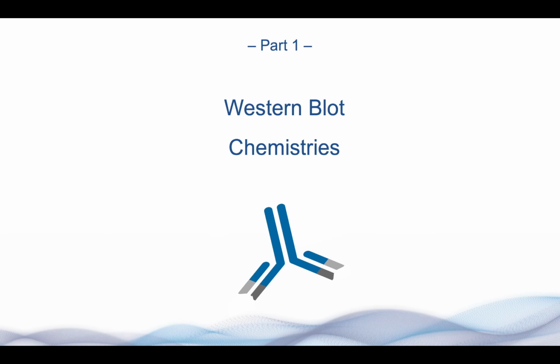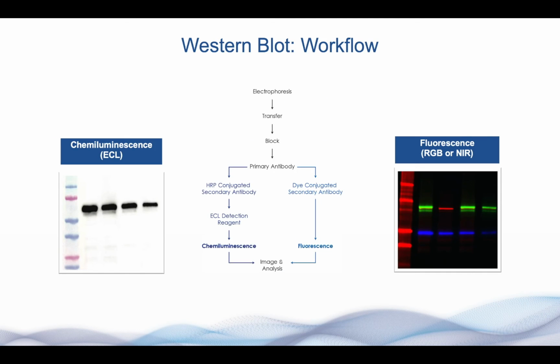So Western blotting has been here for a long time. It's a great technique if we want to detect a protein of our interest. The usual chemistries are ECL, the enhanced chemiluminescence, and fluorescence. We call it RGB or infrared, depending on which colors we choose.